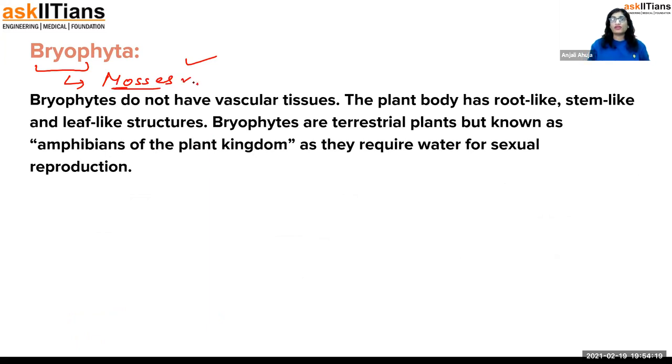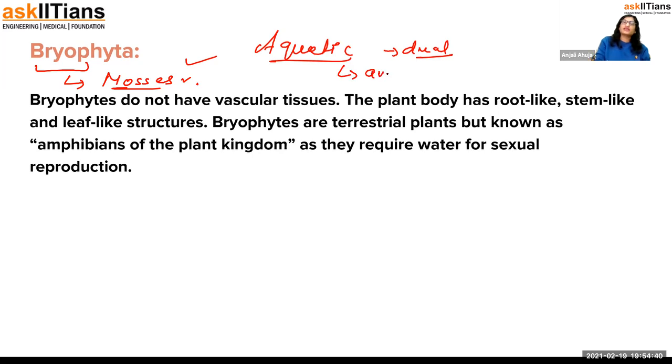Moss is a common name that we use for the bryophytes, but there are many types of bryophytes, one of which is mosses. Bryophytes are also aquatic; they live in the water. But they are not purely in water, only half of it. They have a dual life, in the water and outside the water. That's the reason they are known as the amphibians of the plant kingdom.